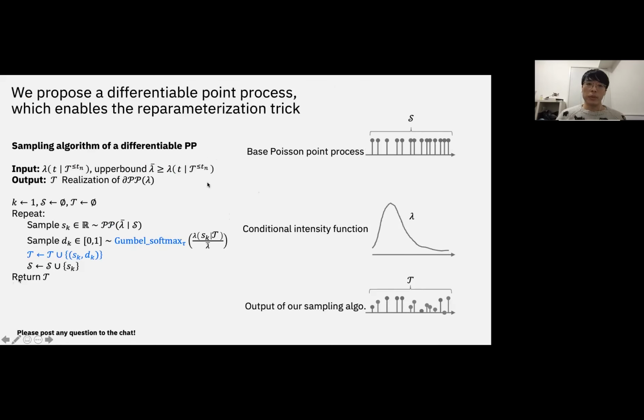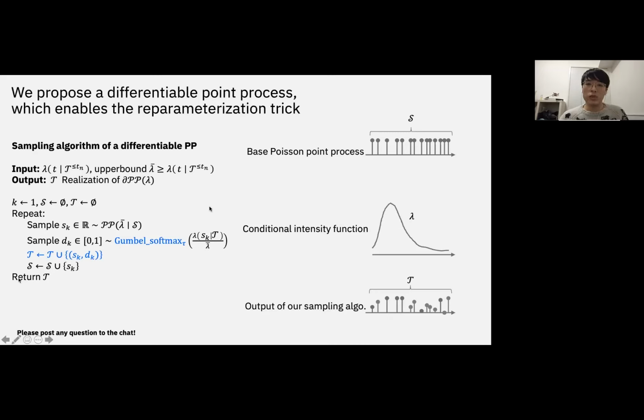The idea of the differentiable point process is quite simple, and it is based on the thinning algorithm. Most of the algorithm is similar to the thinning algorithm. The difference is that, instead of rejecting or accepting each event from the base Poisson process, we assign some amplitude to each event. We do not reject any event, but the amplitude encodes the information of how likely this event is to occur. This is done by replacing the Bernoulli distribution with the Gumbel softmax distribution.